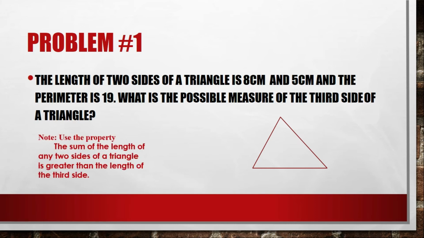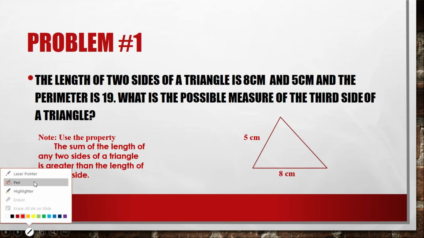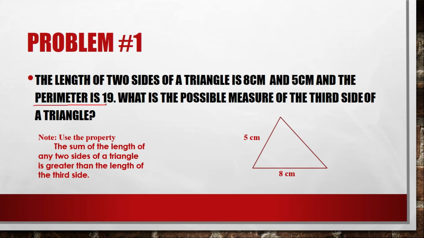Use the property, the sum of the length of any two sides of a triangle is greater than the length of the third side. Now let us label the following sides. Let's take this as 5 centimeters and this is 18 centimeters. Now it was given in here that the perimeter is 19. So ano pa ba ang kulang dito para maging 19 ang sum? So 19 cm minus 13 cm equals 6 cm. Therefore, this side is 6 centimeters. Yan.